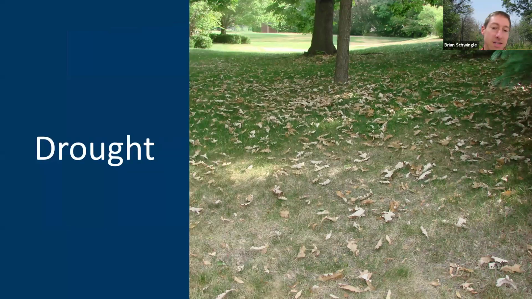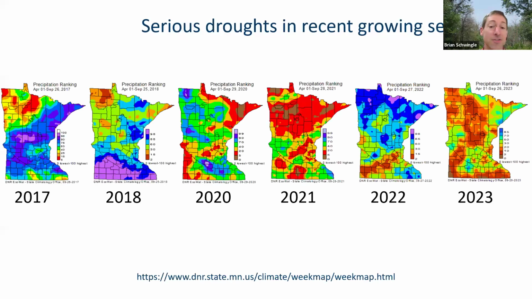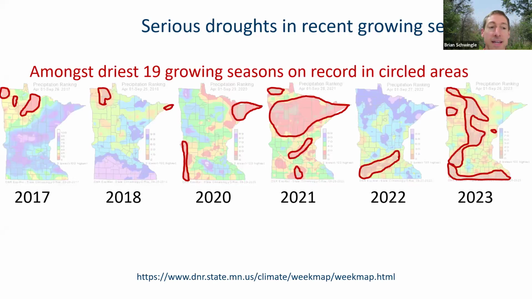So moving on to the first topic, drought. There's been a lot of drought lately. These are maps that the DNR climate team generates, and the areas in red or brown circled here indicate those specific areas in the growing season, April through September, experienced one of the 19 driest growing seasons on record going back to 1895. So you can see a lot of areas in Minnesota have experienced drought in the last decade.